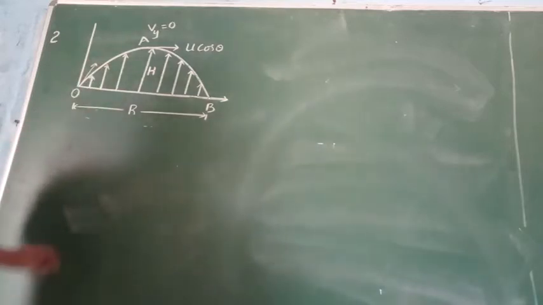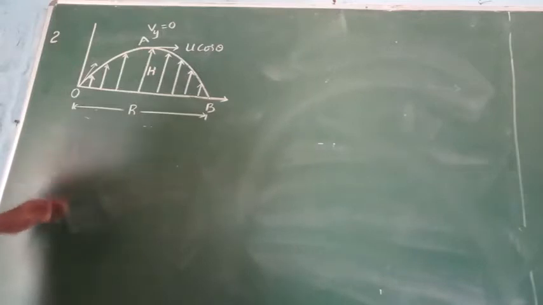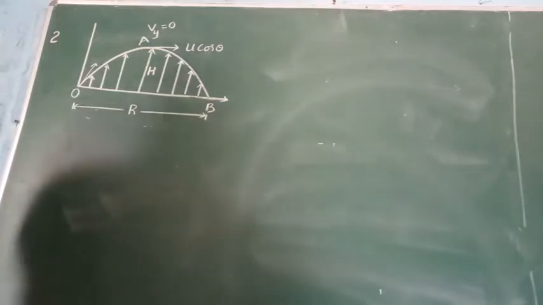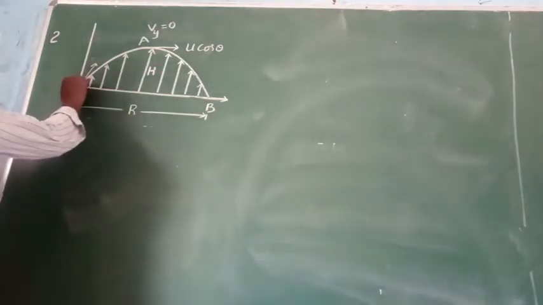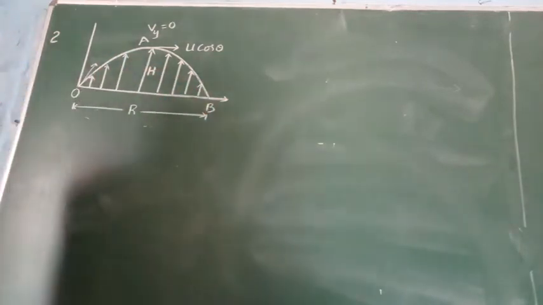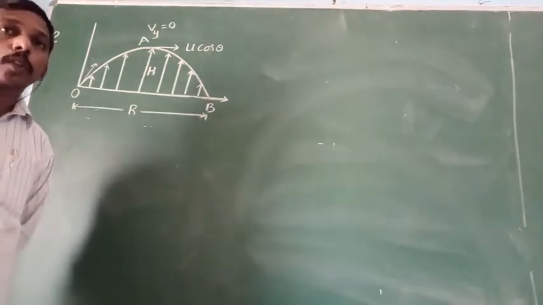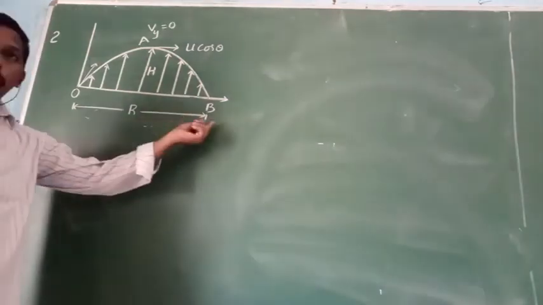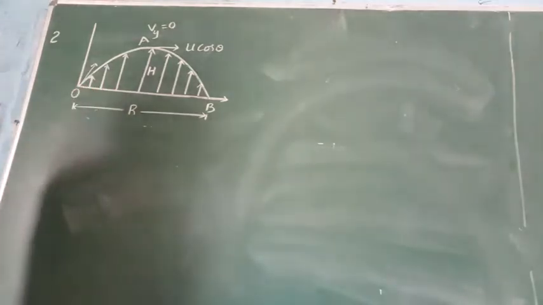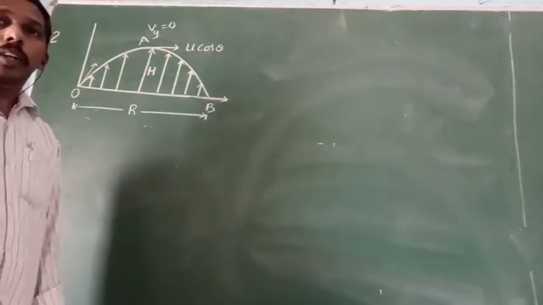Next, one more term is there, that is time of flight, and time of ascent and time of descent also occur. Time of flight means the time taken by the projectile to reach point B from point O. That is called time of flight, denoted by capital T.